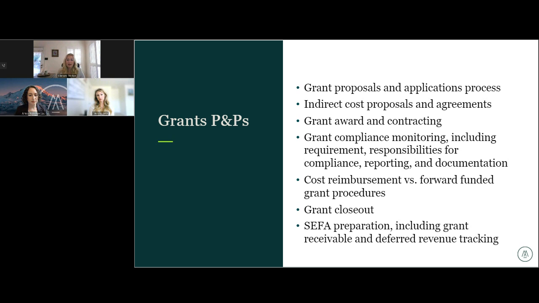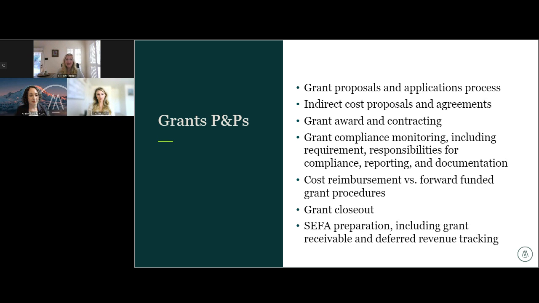But we also need to make sure that we have this information available. Grant closeout as well. So the grant closes out. Unfortunately, we're not done yet. We have to keep this grant for a certain amount of time, and there's stuff that we have to have document retention for. So making sure all of this stuff is identified throughout your policy is so important.